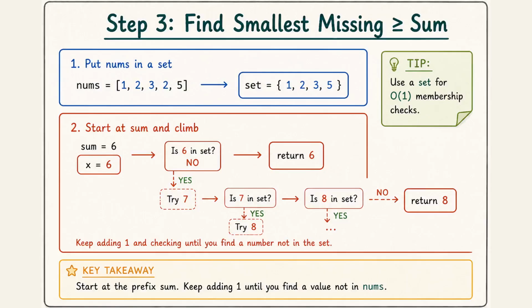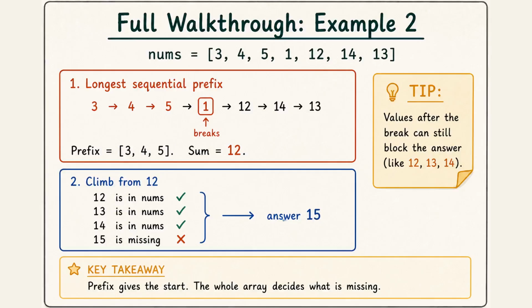Step 3. Find the smallest missing integer greater than or equal to the sum. Put every value from nums into a set for fast lookups. Start x at the sum, which is 6. Ask, is 6 in the set? No. So return 6. If it were present, you would try 7, then 8, and keep climbing until you find a missing value. Full walkthrough of example 2.